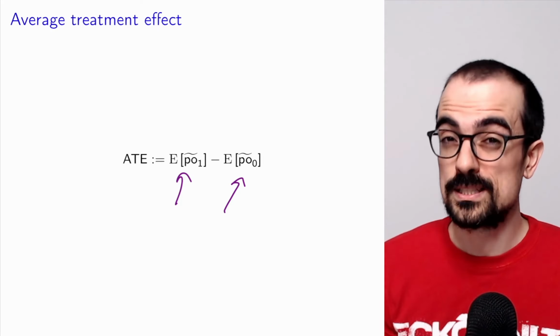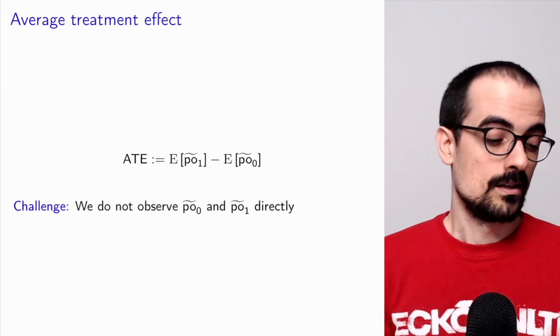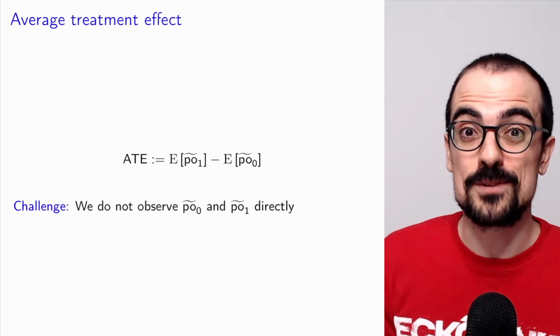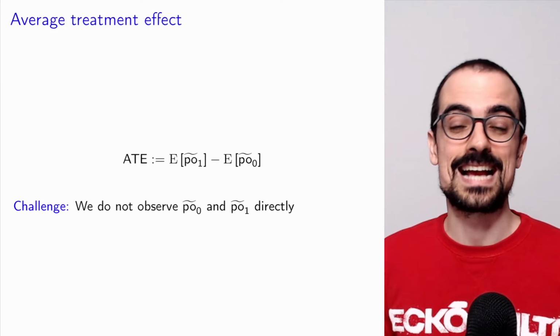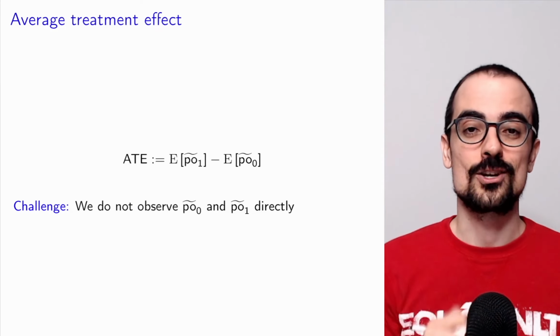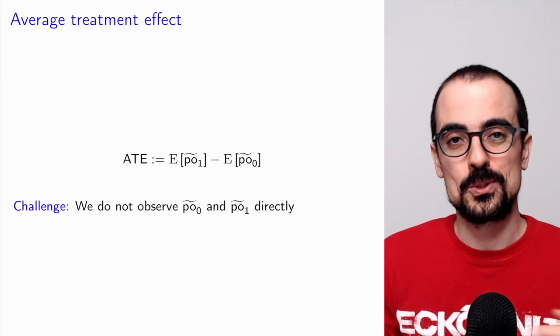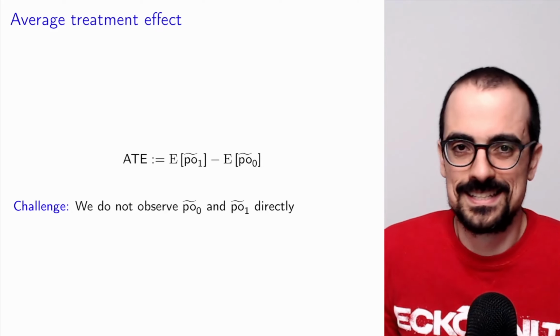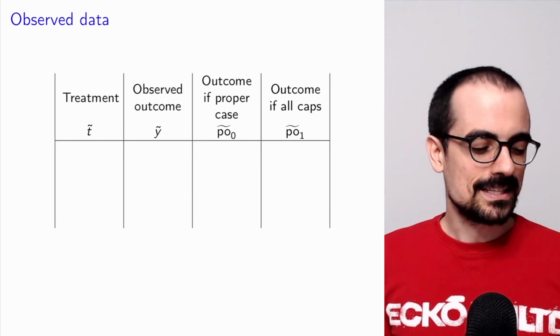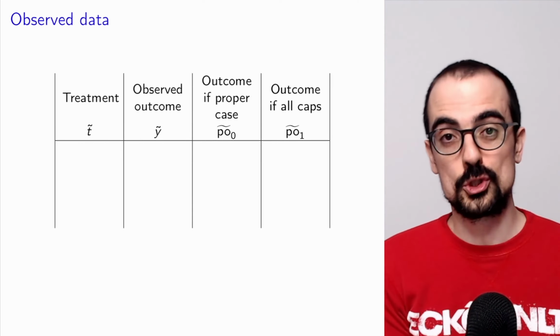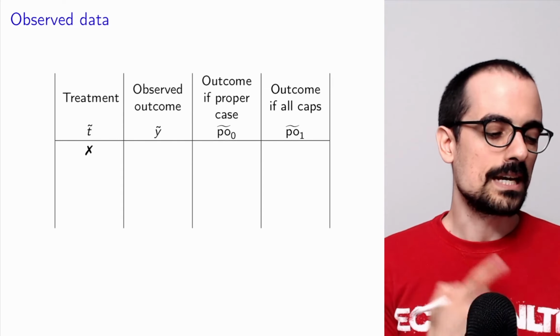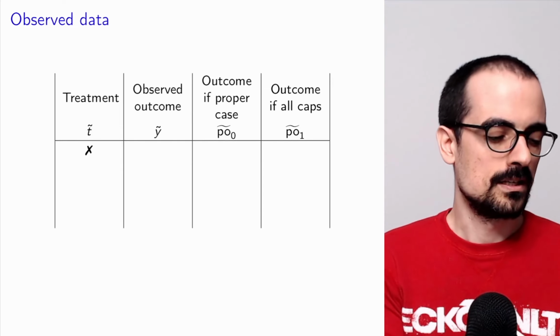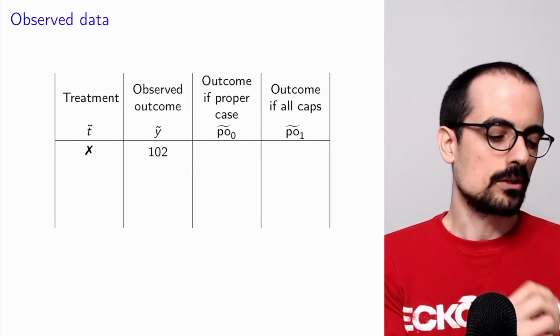Can we just compute this from the data? We cannot, because we're not observing these potential outcomes directly. I cannot just put all titles in all caps and at the same time put all titles in not all caps. This is impossible. Instead, I have a situation where I have to choose. So for some videos, I decide to not put the title in all caps, then the observed outcome here is 102 views, corresponds to the potential outcome for no treatment.